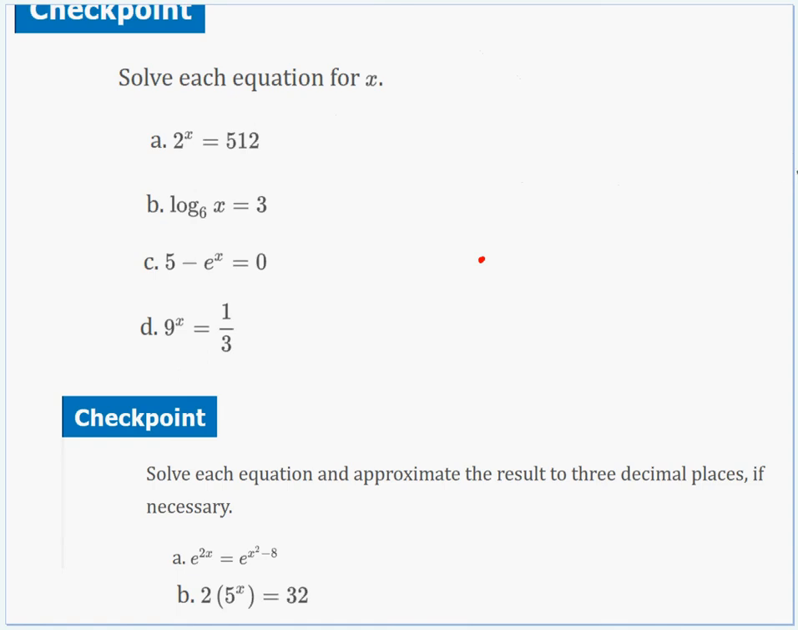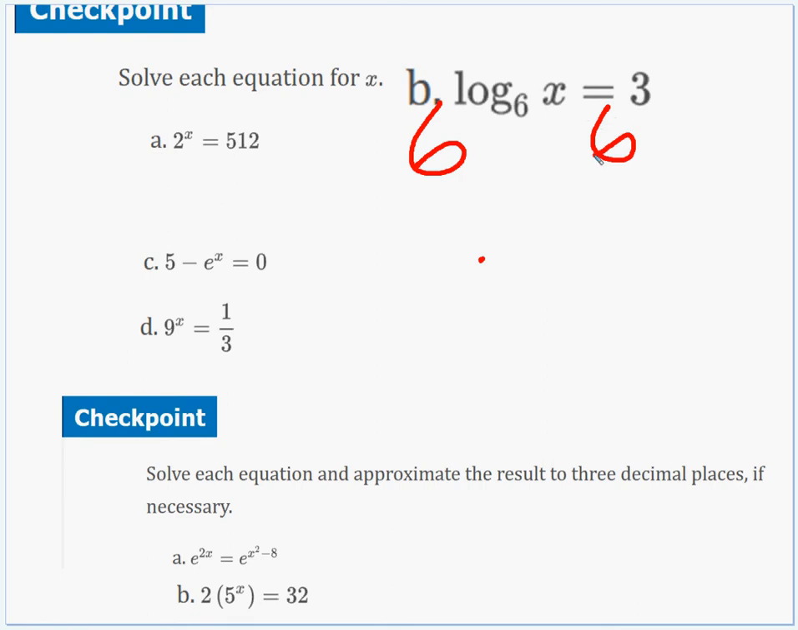All right, next one. So this is a log base 6. So to solve this, I'm going to exponentiate each side, give them each a base 6. So now the 6 to the log base 6 cancels. I've got x equals 6 cubed. 6 to the 3rd power is 216. Okay, that's B.